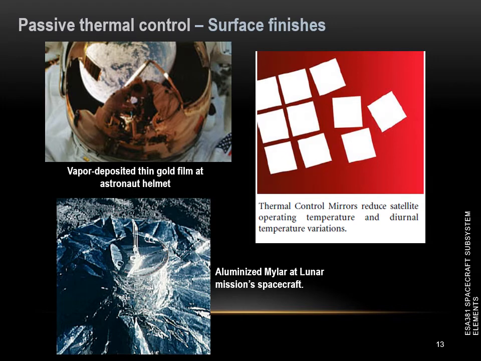And there's another example of the surface finish. Vapor deposited thin gold film on an astronaut helmet to control the heat. And then thermal control mirrors reduce satellite operating temperature and diurnal temperature variation, as well as aluminized Mylar on lunar mission spacecraft.